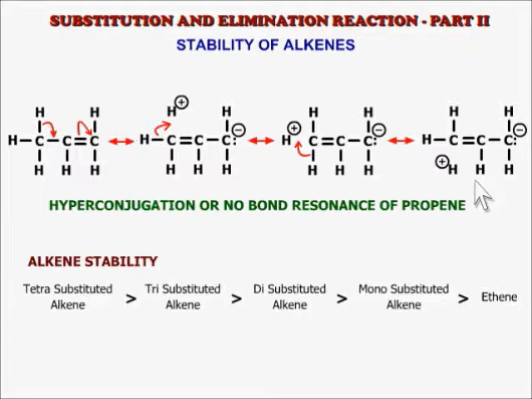By the same reasoning, we may conclude that a tetrasubstituted alkene is more stable than a trisubstituted alkene. A trisubstituted alkene is more stable than a disubstituted alkene. A disubstituted alkene is more stable than a monosubstituted alkene. And a monosubstituted alkene is more stable than ethene, where there is no substitution.